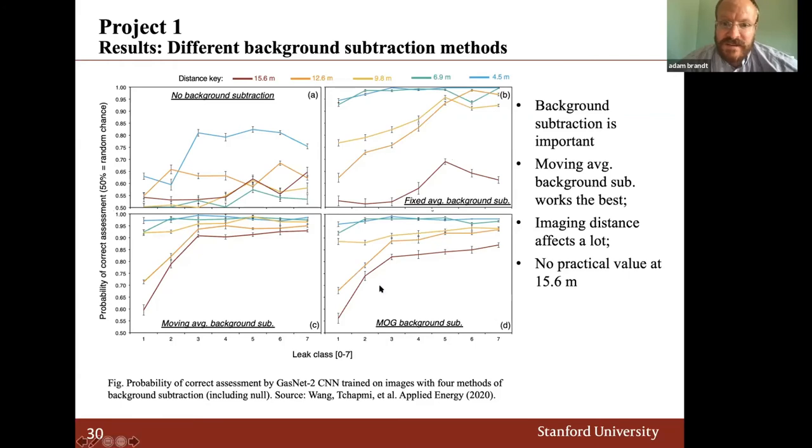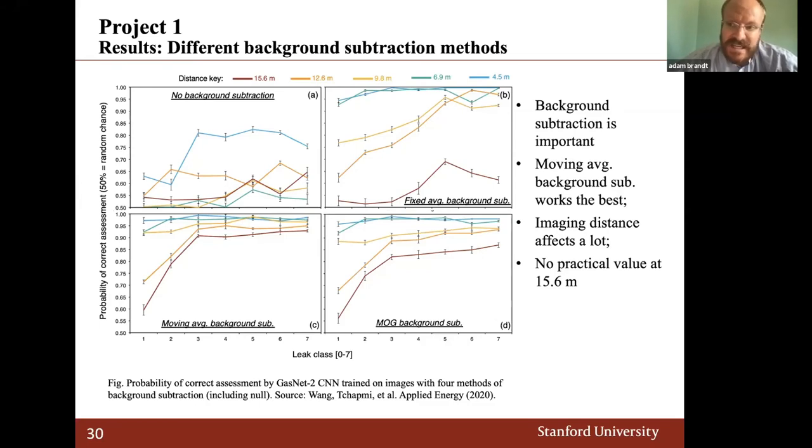Fixed average doesn't work as well, neither does MLG. So we think something like a moving average, which again is this rolling average, is kind of the way to do it. Okay, so we think for a moderate size leak, three and above, you're going to be able to tell whether there's something there with a computer like that in a small fraction of a second, whether or not there's a leak there with 90% accuracy, okay? That really is actually possible. Okay, so we fed it images that it had never seen before from a piece of equipment it had never seen before.